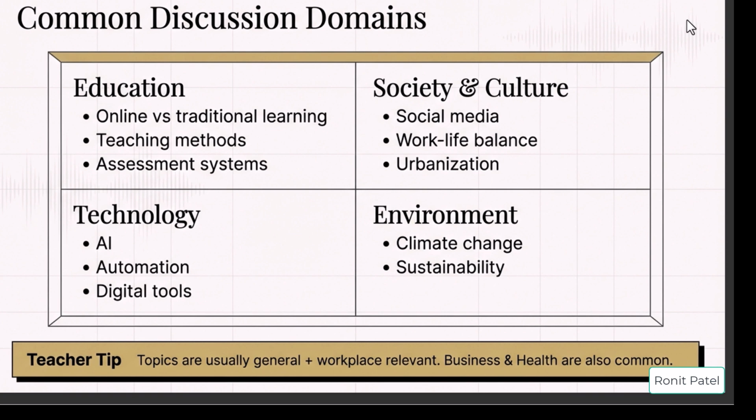Fourth is environment. Common themes are climate change and sustainability. These discussions often include problems, causes, and solutions. So, what's the golden takeaway for students? Don't prepare topic knowledge, prepare listening structure awareness, because PTE does not test subject expertise.